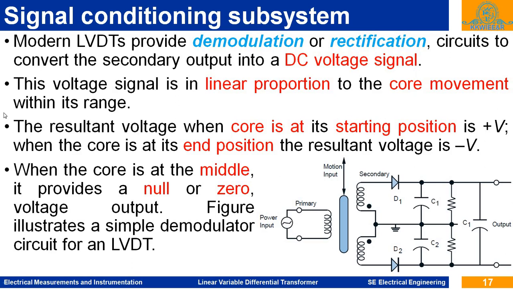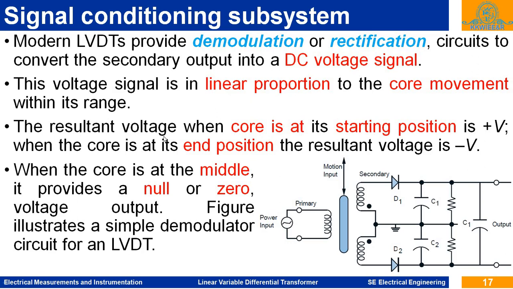So this DC voltage signal is linearly proportional to the core movement within its range. Linear proportional means it is a continuous or analog signal. And this microprocessor or microcontroller will accept or work on 0 and 1, in binary or discrete form. So we need to convert this linearly proportional voltage, or analog signal, into the discrete one.